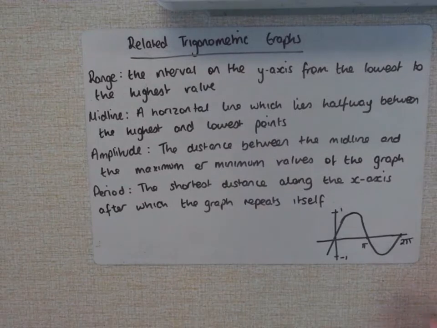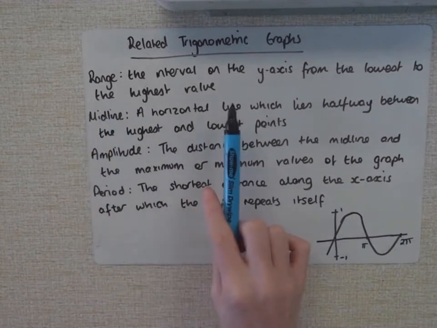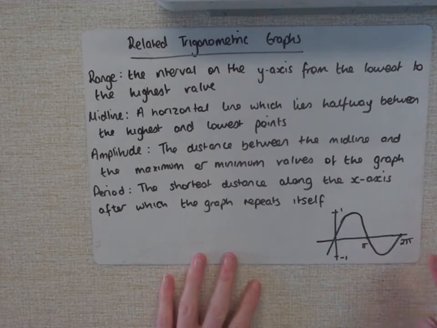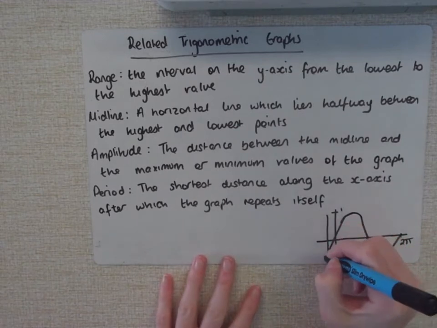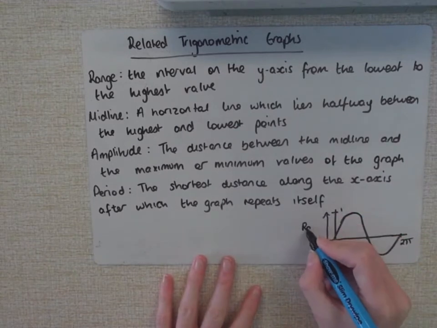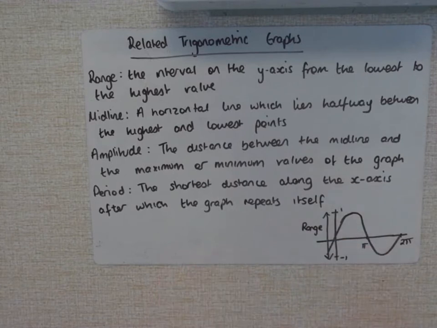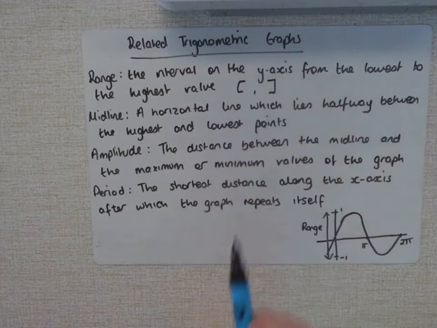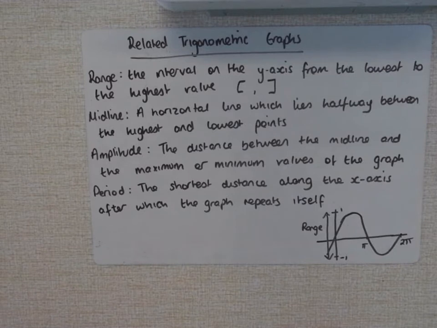We had a look at a few different things on our sine and cosine graphs yesterday. We said the range is the interval on the y-axis from the lowest to the highest. So if you're looking for the range, this is what you're interested in. There's your range there, and it's given as an interval, like that. So that's what your range is: the highest and the lowest points on your y-axis.